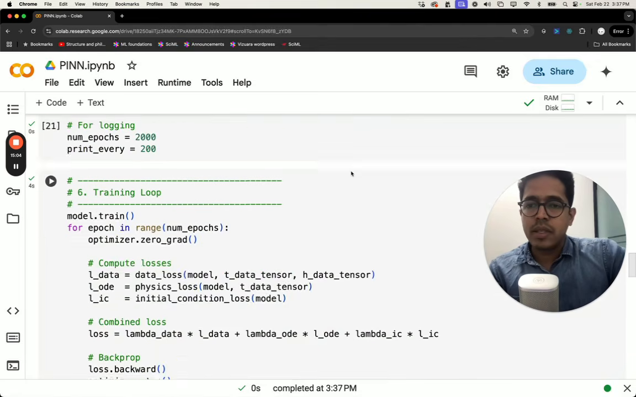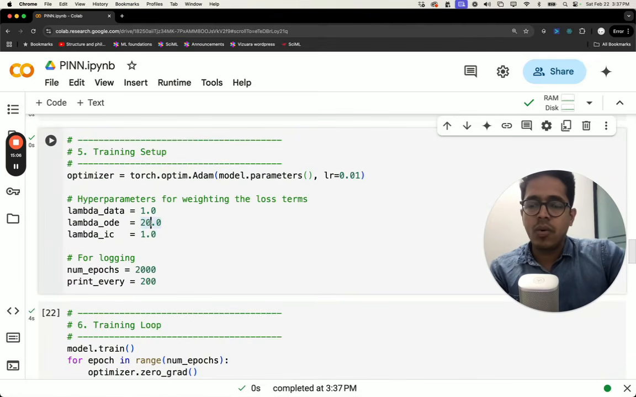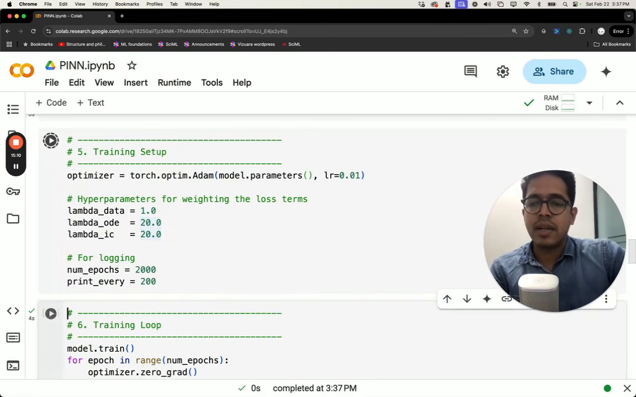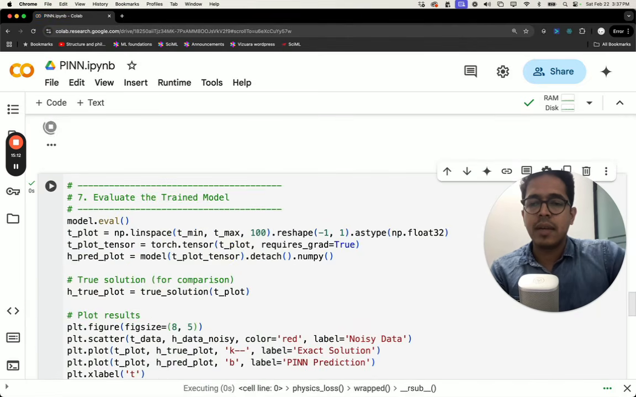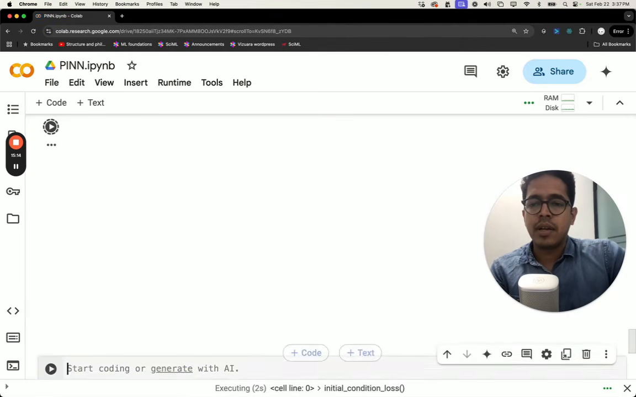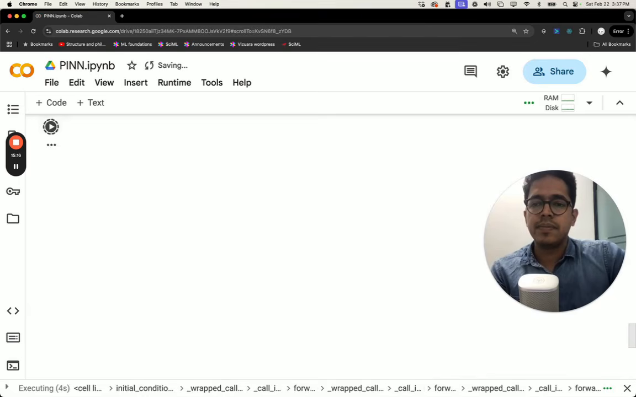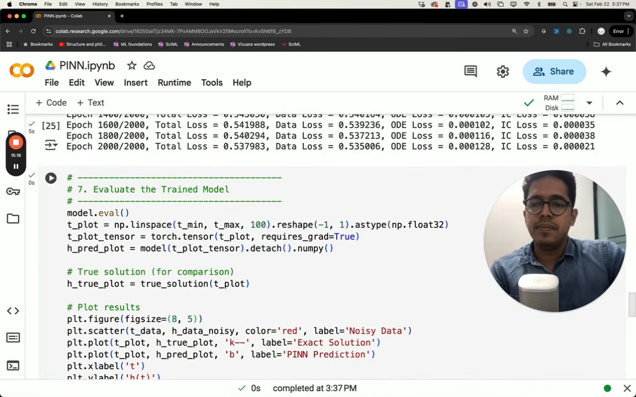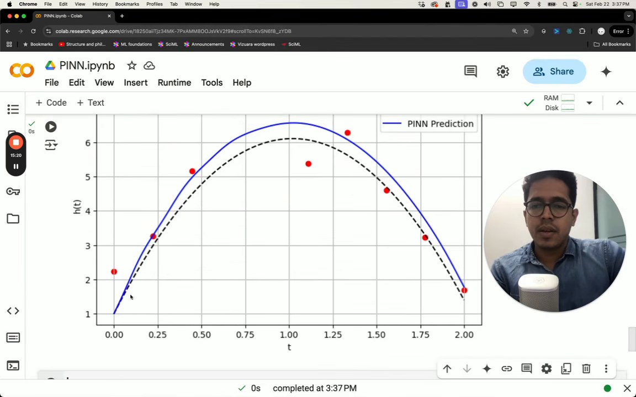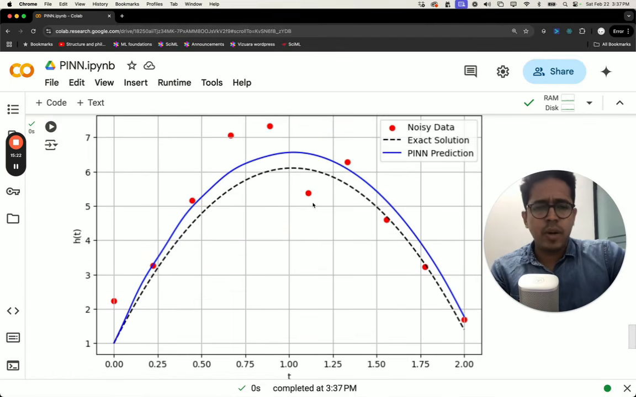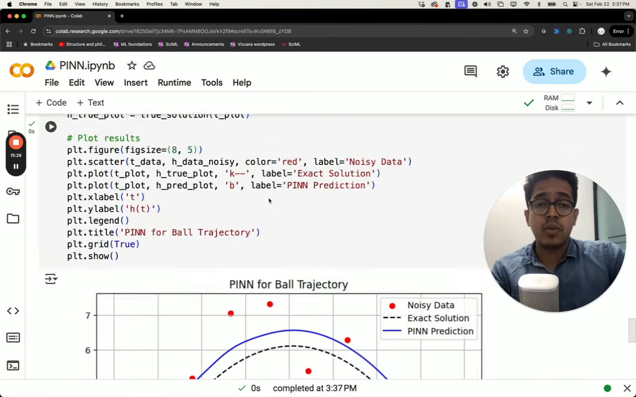Let's do the opposite. What we can do is let's keep the ODE loss, and actually one more thing, lambda due to initial condition also let's increase, and let's see how much the neural network will learn due to this. This is the new prediction. I'm not sure if the PINN solution is coming closer and closer to the exact solution.